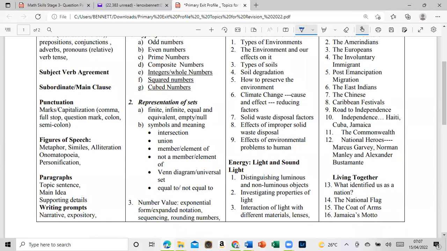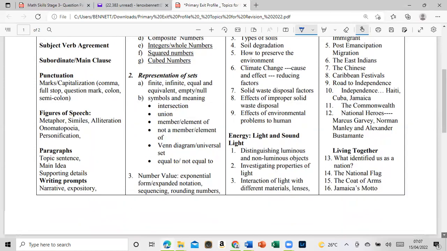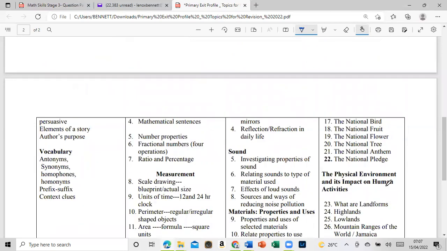All right. Next, we have energy, light, and sunlight, right? So they must be distinguishing luminous and non-luminous objects, to investigate the properties of the light, interaction of light with different material lenses. Next, we have mirrors, reflection, refraction in daily life. So they must be able to link reflection and refraction in our everyday life. All right, and that's where everything is going. We must be able to link it to everyday life. Same thing with maths.